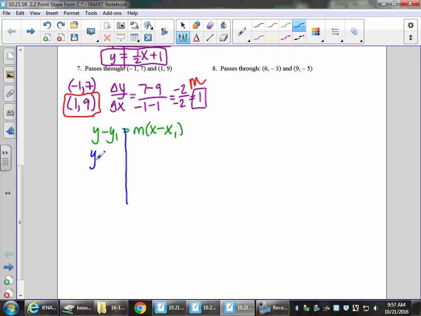Y. CJ, what's the setup? What is my y value from the point? 9, good. Y minus 9 equals 1. Keep going, CJ. X. Very good. From here, can you solve for y? Go for it.